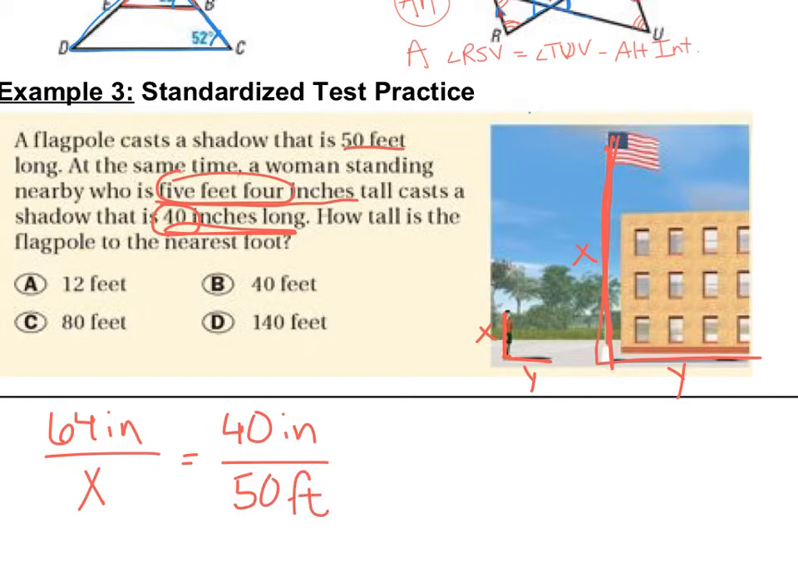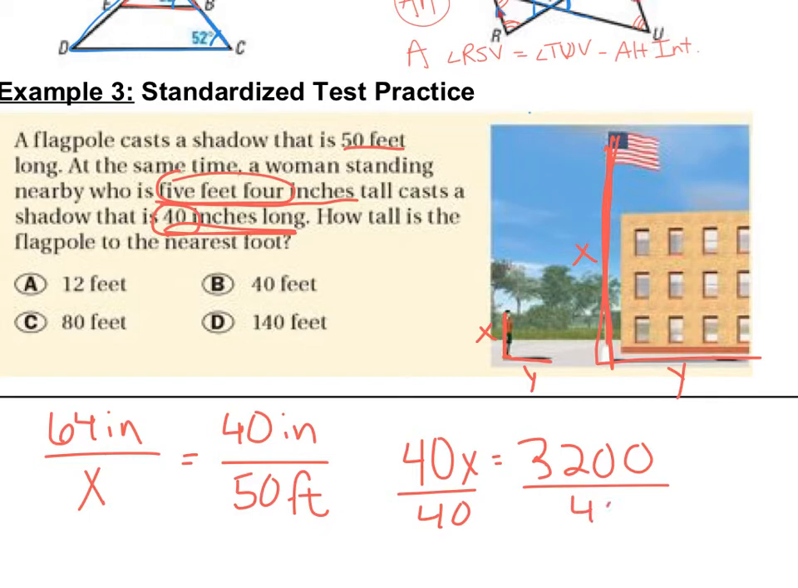And then we just simply go back to the way we did our proportions before. We're going to cross multiply. We're going to get 40x equal to 64 times 50, which is 3,200. Then we will divide by 40 on both sides. We're going to get x equal to 80. So the height of the flagpole is 80 feet. That would be answer C.